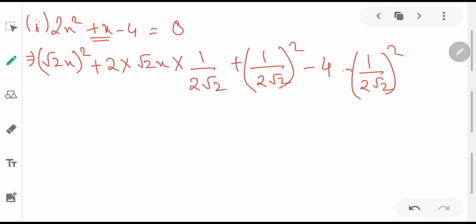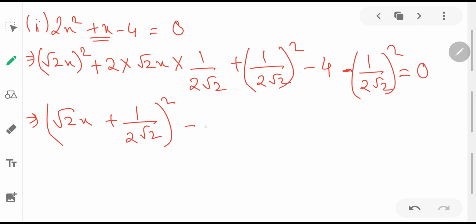whole square equals how much? Equals 0 here. So this is in the form of (a plus b) whole square. So let's quickly put it in that form. (Root 2x plus 1 by 2 root 2) whole square. So here minus 2, minus 1 square is 1. 2 square is how much? It is 4. 4 into root 2 square, which is 2. 4 into 2 is how much? It is 8, equals 0 here.